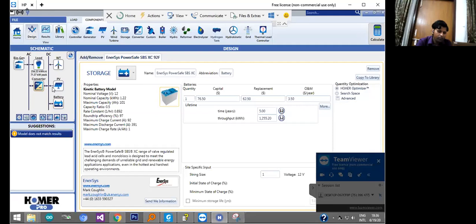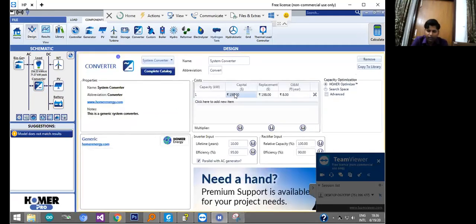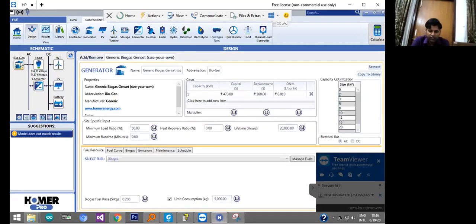So here you can change it based on the market price. What is the actual market price which is available to you? Then similarly you can change it for the biogas generator. If you click on the biogas generator, it will show you how much.